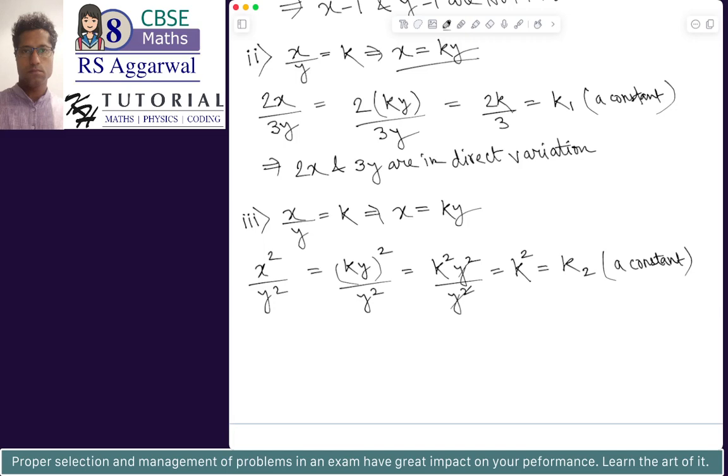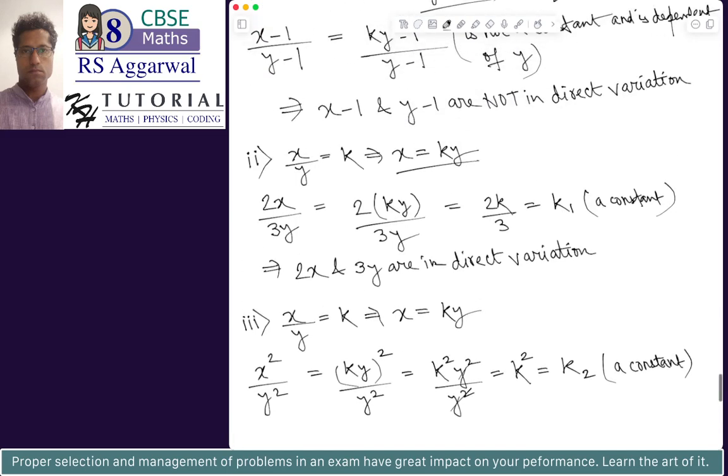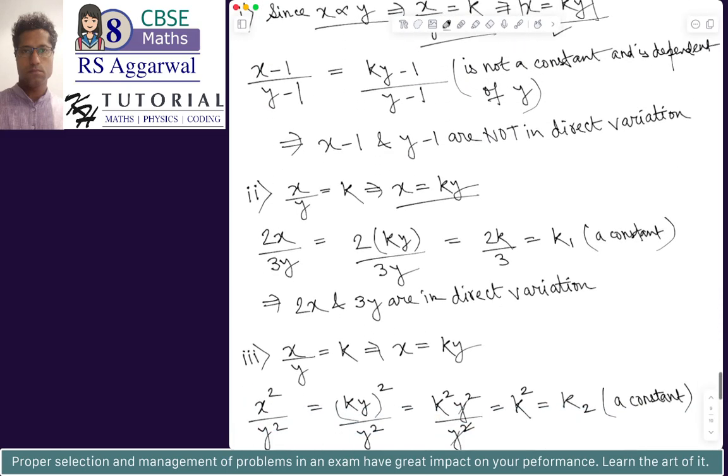So for part 2, you can see that 2k by 3 is k1. For all corresponding values of the two quantities 2x and 3y, the ratio of 2x and 3y will be k1, which is essentially equal to 2k by 3. And what is k? K is the constant of the ratio between the quantities x and y.